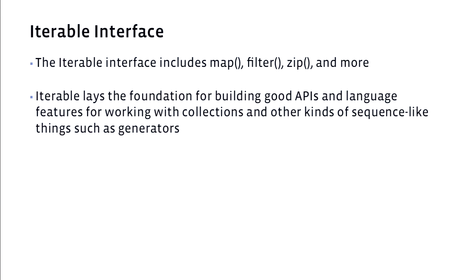One other interface I'll mention real quick, although I don't have time to go into depth, is the iterable interface. So you saw map and filter. There's lots of other good higher-order function goodness, and it pretty much all lives in the iterable interface. And so the idea is that we want to have a foundation for building good APIs that can work not just on collections, but also other sequence-like things. So you can think of generators or other such things.